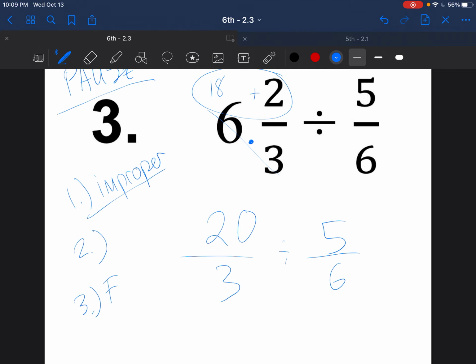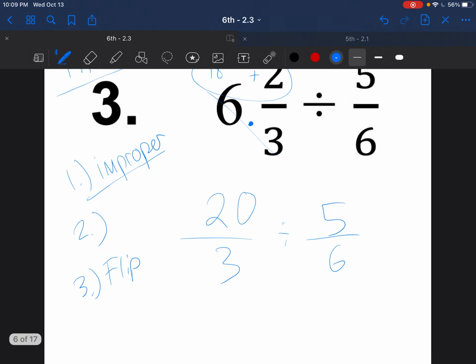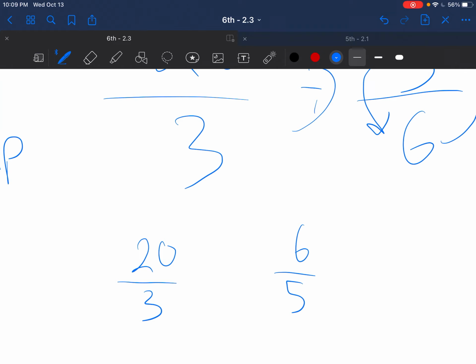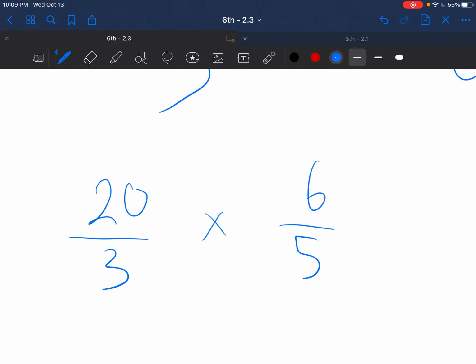Step 3, we want to what? Flip the second fraction. So you now have 20 over 3, and you have 6 over 5, right? We want to flip this. Please don't get used to skipping steps. Write down all the steps. It'll be much easier later on. All right. And then what happens to the division sign? It turns into multiplication. So now we just need to multiply.